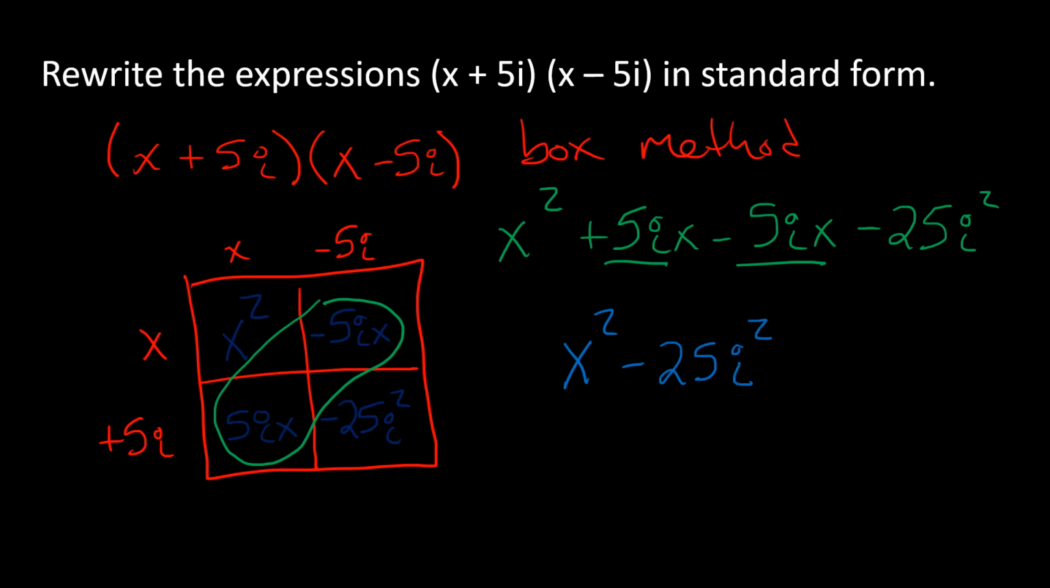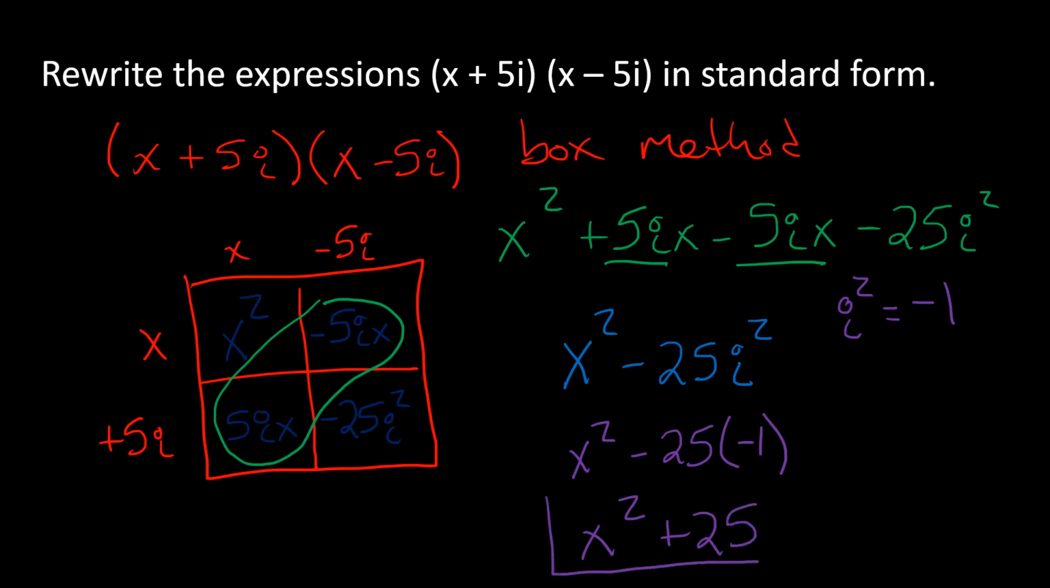Typically we would look like we're done here, but we're not. We need to recall that i squared is equal to negative 1. So we would get x squared minus 25 times negative 1. Negative 25 times negative 1, negative times negative is positive, so we'd have x squared plus 25. There's your answer. So the same skills, the only difference we're seeing here is now we have x's instead of those natural numbers that we're used to working with in these complex numbers.